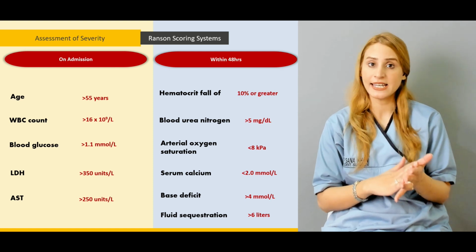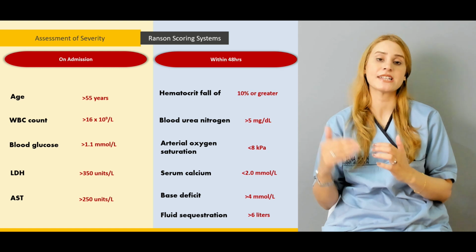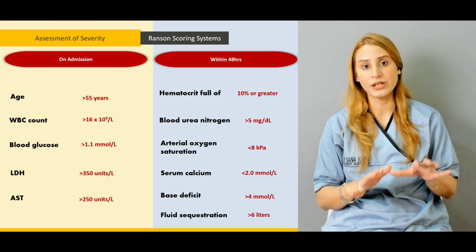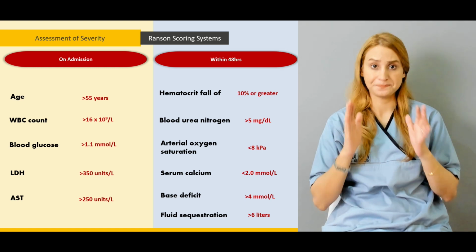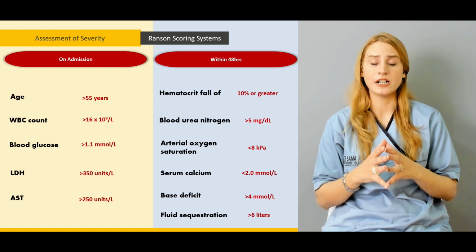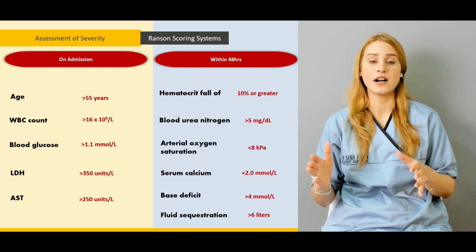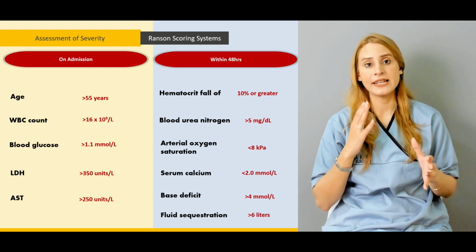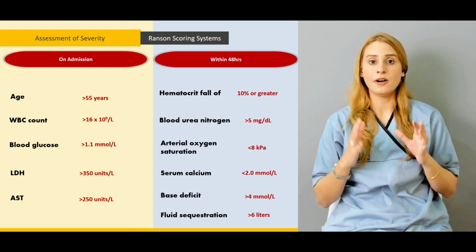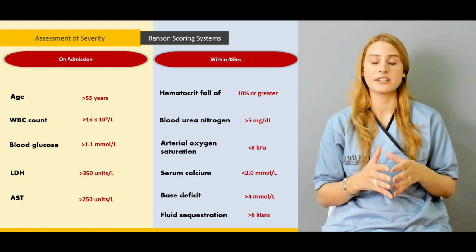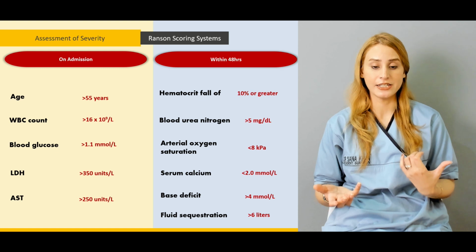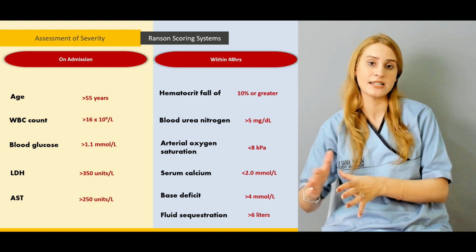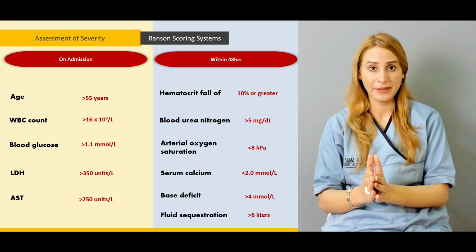So remember this Ranson criteria, which we use for assessment of the severity of acute pancreatitis. One is calculated at the time of admission, and the other is calculated within 48 hours, usually after the 48 hours. The 5 important parameters which you're going to order and calculate are: age if greater than 55, TLC count if greater than 16,000, blood glucose level greater than 1.1 millimole per liter, LDH level greater than 350 units per liter, AST levels greater than 250 units per liter. So obviously you'll categorize this into severe pancreatitis.